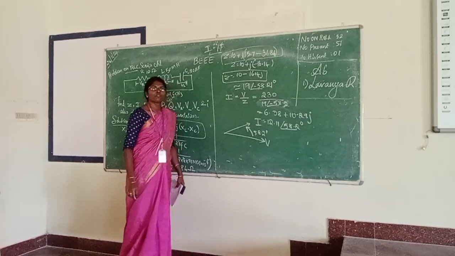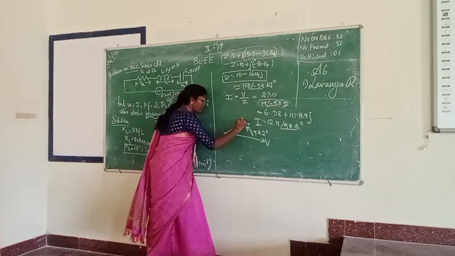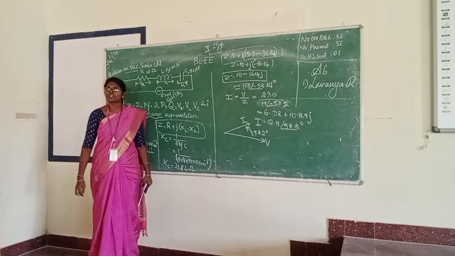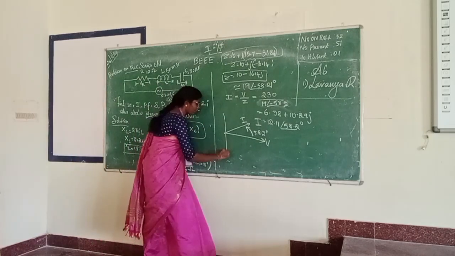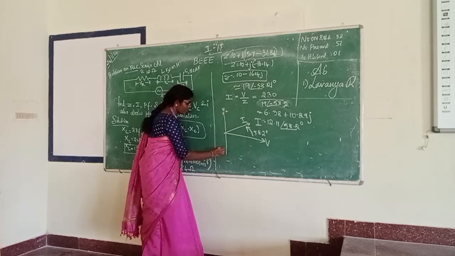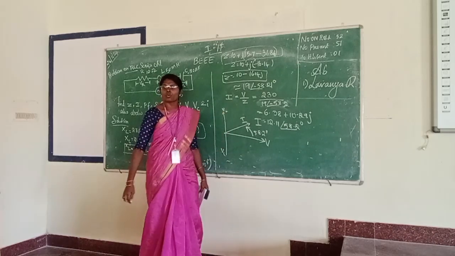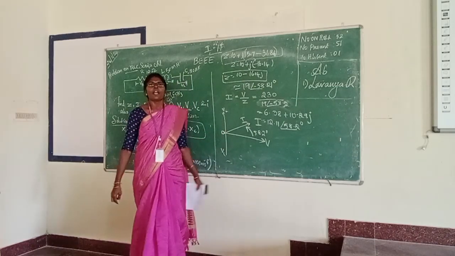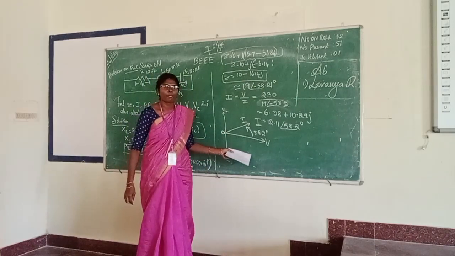58.2 degree. And this is the current I. Have you all got this? This is your phasor diagram, and here is your real inductance voltage, capacitance voltage, and this is your initial point 0. That's it. Are you all clear how to draw this?